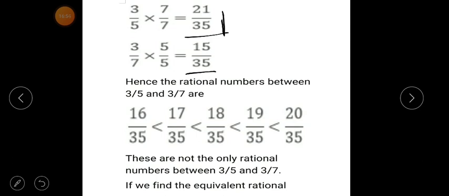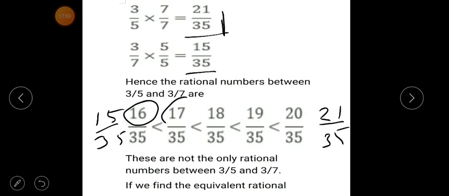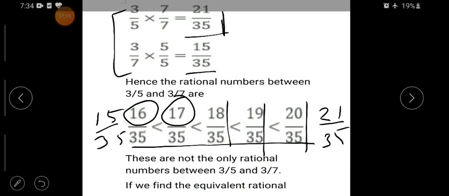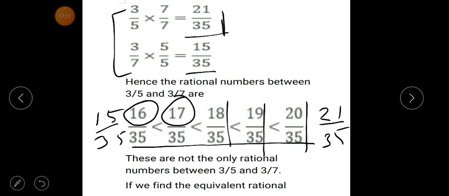Now we have to find the rational numbers between them. So from 15 upon 35 to 21 upon 35, it's quite easy: 16 upon 35, 17 upon 35, 18 upon 35, 19 upon 35 and 20 upon 35. So these are 5 rational numbers between these two rational numbers. And not only these, there are infinite rational numbers between them.